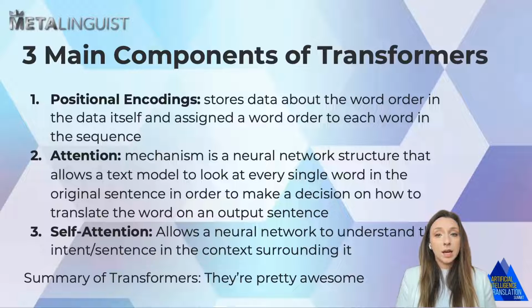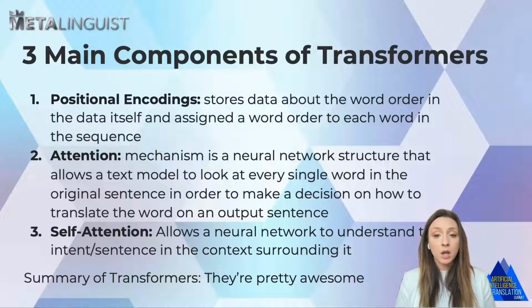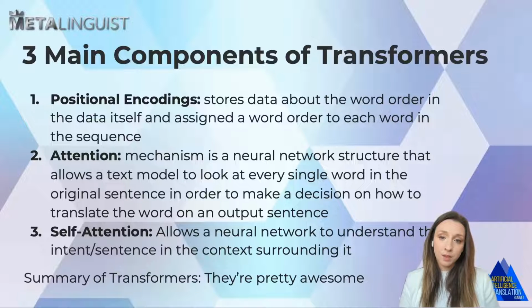There are three main components of transformers. The first is positional encodings. Since we just talked about the problem with RNNs, where it would go word by word and cause many issues in the NLP realm, transformers utilize something known as positional encodings.